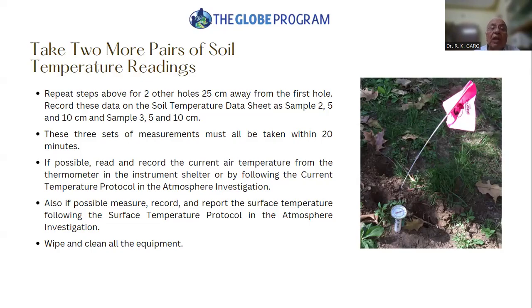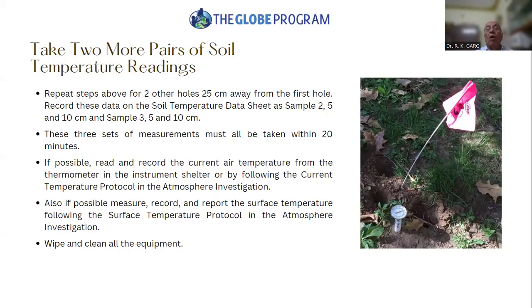This is very, very important. At the same time, if possible, please read out the surface temperature. For surface temperature, what do we do? We put the soil thermometer only 2 centimeters within the soil, because its sensitive part is 2 centimeters above. So we insert only this much of the part, and then we take the reading. So surface temperature of the soil is also taken.